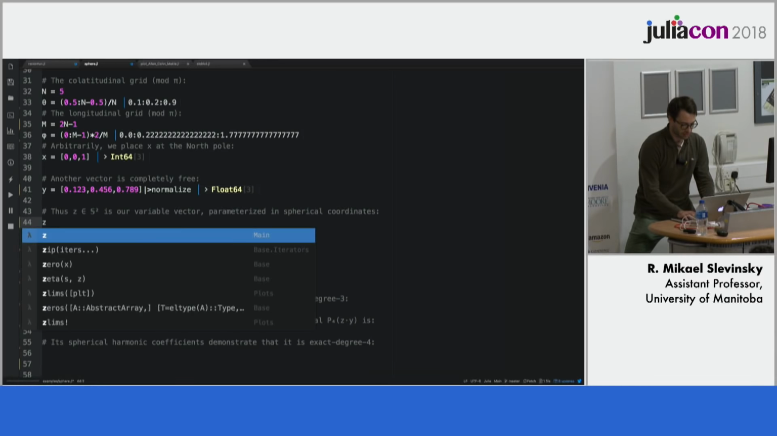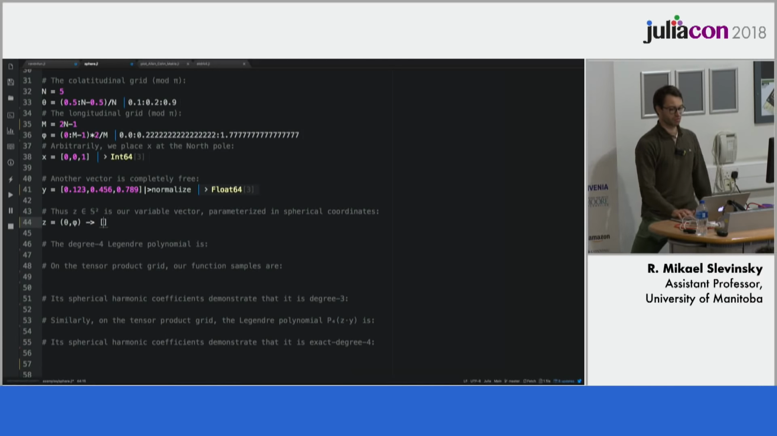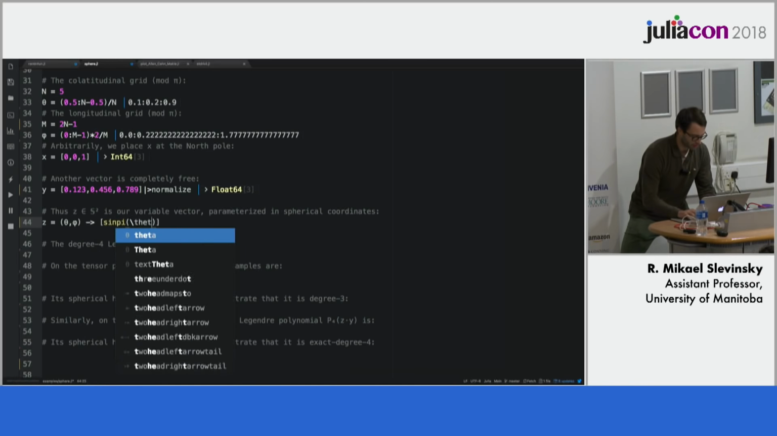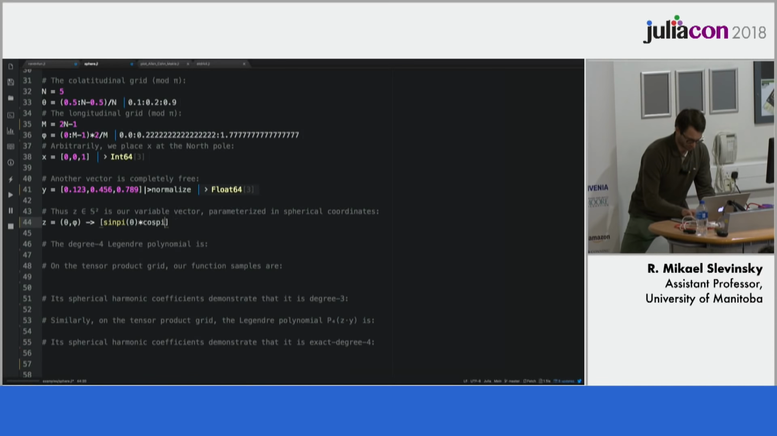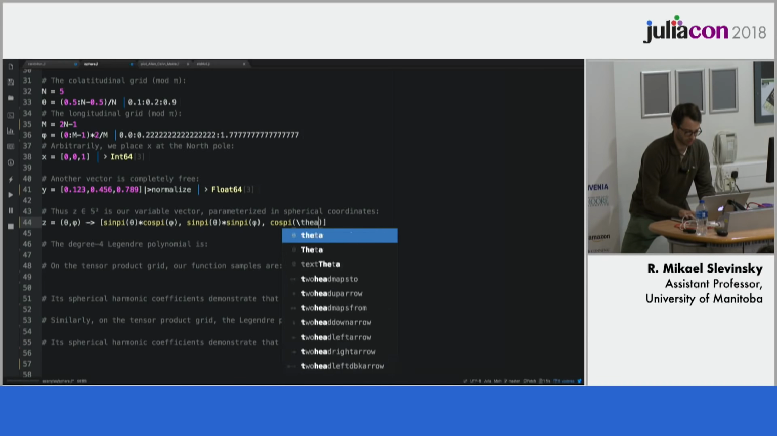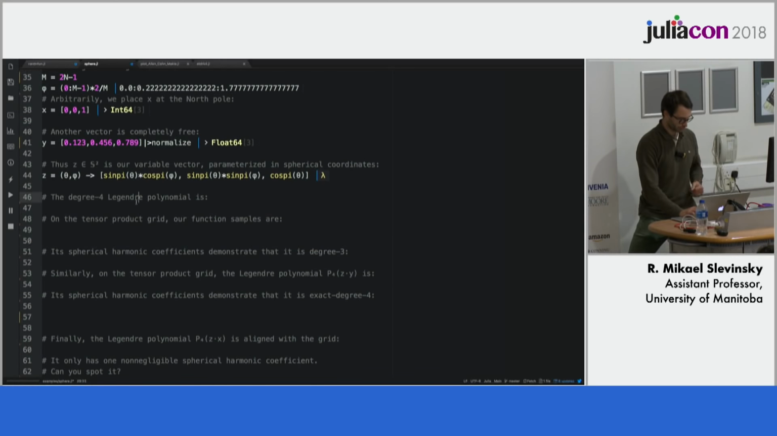So then z is actually our variable, right? And we'll actually write this in terms of the 2 angles. So here, this is just sine pi of theta. This is the x, right? So then times cos pi of phi, sine pi of theta times sine pi of phi. And then this is the z variable, cos pi of theta. Okay, so there's that lambda.